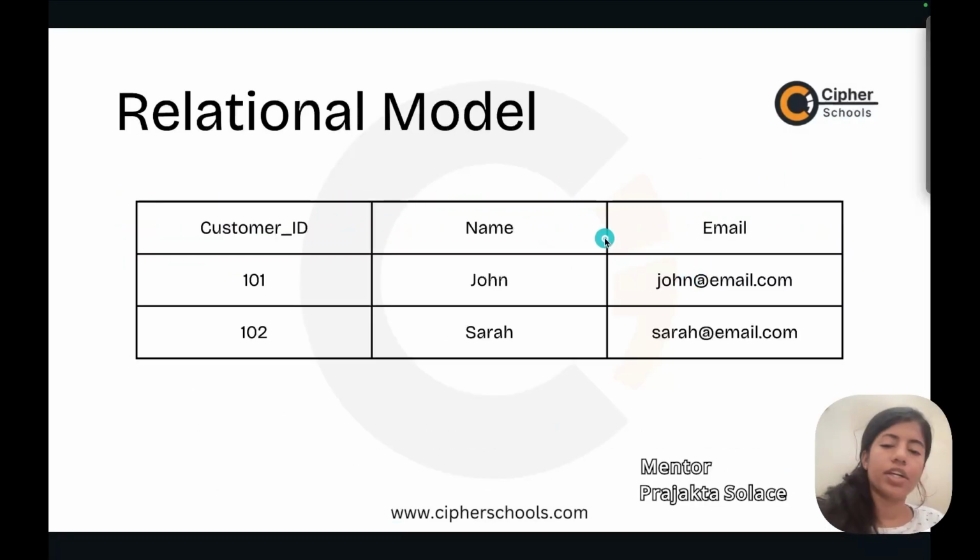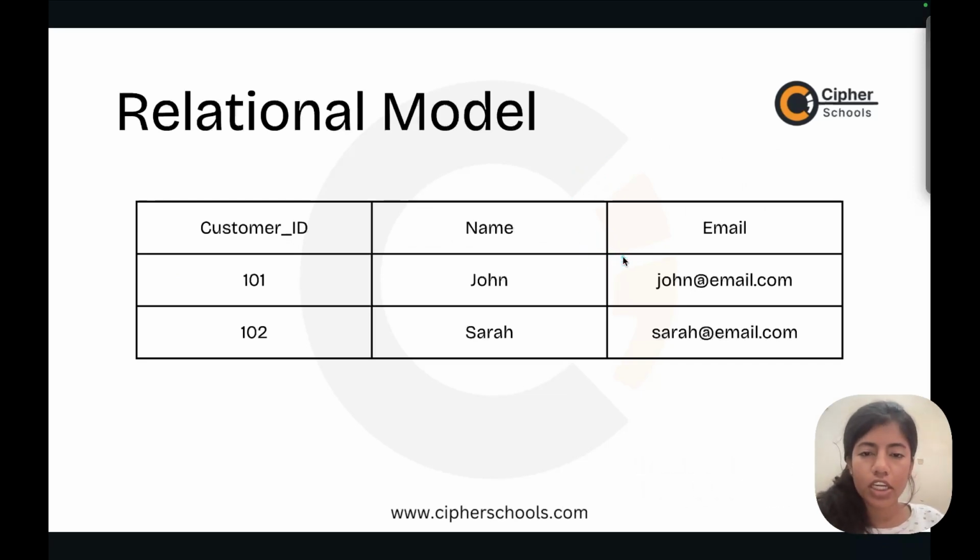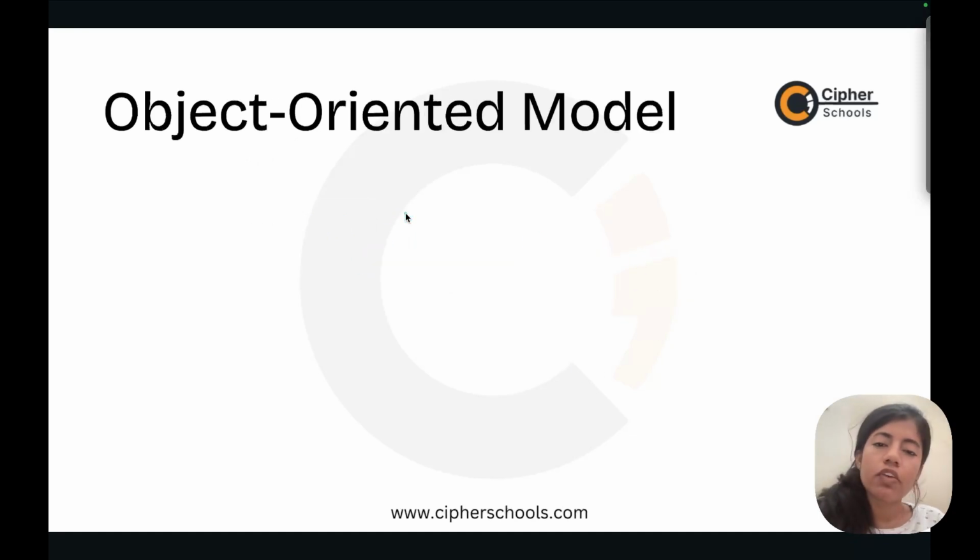Till now, let us continue our discussion. And till now, we have discussed three models. The first one was a hierarchical model, where we observed a tree kind of structure. Then the next one was the network model, where the graph structure was seen. And lastly, we discussed the relational model, where we store data in the form of tables. Now let us move ahead and understand the object-oriented model.